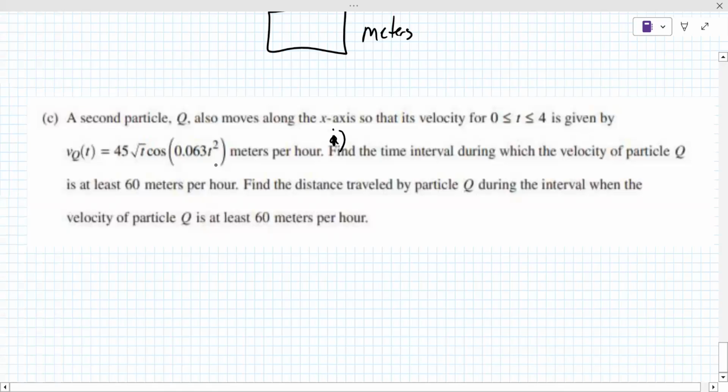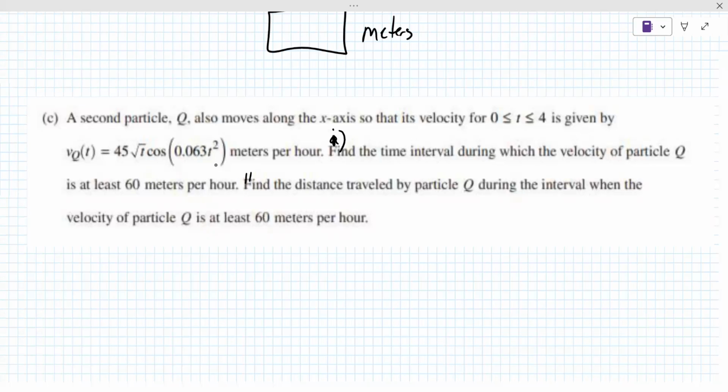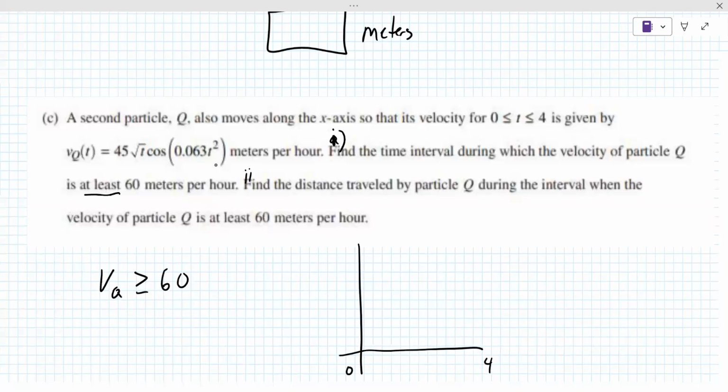Then find the distance traveled by Q during the interval when the velocity is at least 60 meters per hour. So they're giving you the velocity function, and they really want to know when vQ is greater than or equal to 60, on some interval from 0 to 4. I have no idea what it looks like, so where is it above 60? This is probably a graphing exercise.